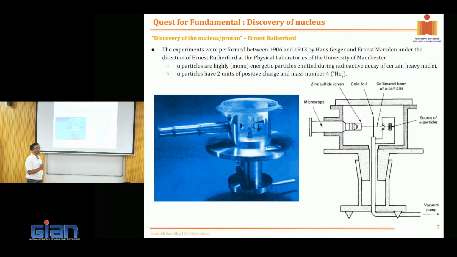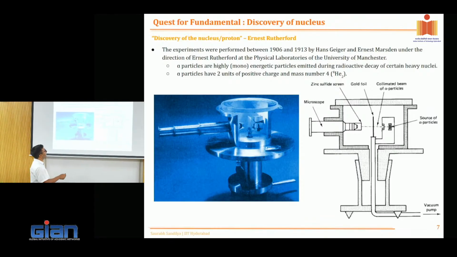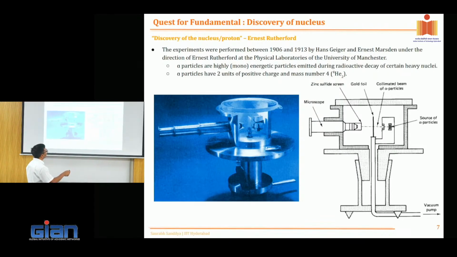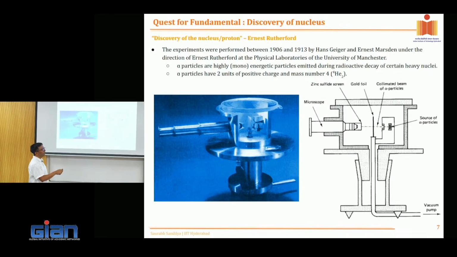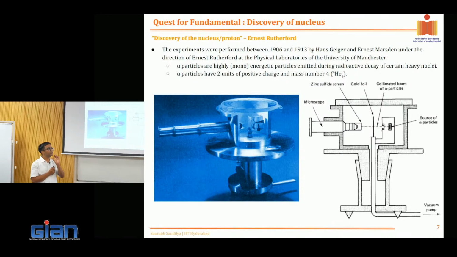The source has to be monoenergetic. Why is an alpha particle coming from nuclear decay monoenergetic? Because it's a two-body decay. So you make a collimated beam, and it hits a gold foil here. How do you observe the alpha particles? You put a microscope and coat its surface with a zinc sulfide screen. Whenever an alpha particle hits the zinc sulfide screen, it produces a scintillation photon, and you just see it through the eye.